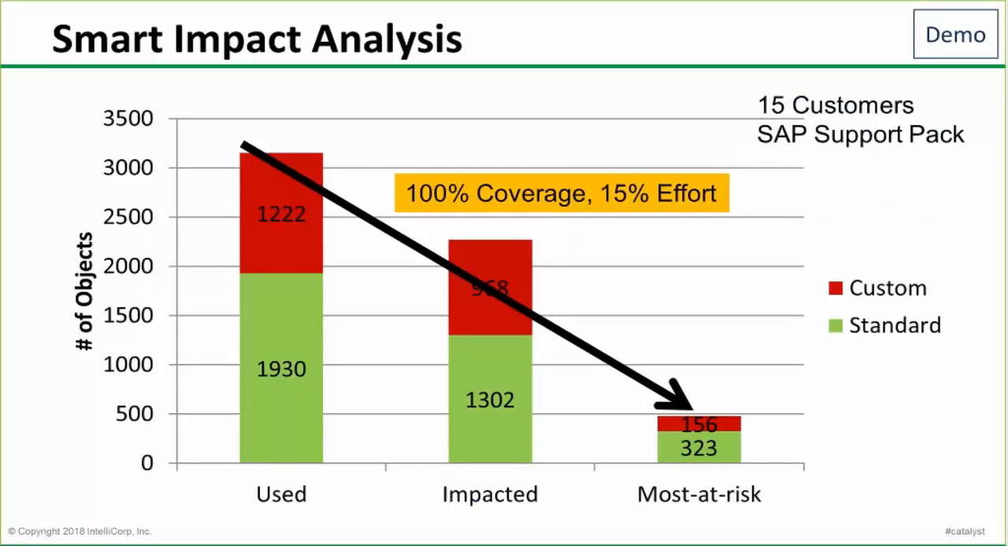What that means in practice, I gave a hint of this when I introduced the three apps we'd be looking at, is that when we've surveyed our customers going through various SAP support pack upgrades, where Live Compare is used to identify what's used, what's impacted, and then uniquely the most at-risk objects that we need to test, we see 100% test coverage for just 15% of the effort. As you can see on this chart, this analysis works for both standard SAP components and all of our custom components, including third-party add-ons that we may have installed in our system. So let's take a look at how Impact works.